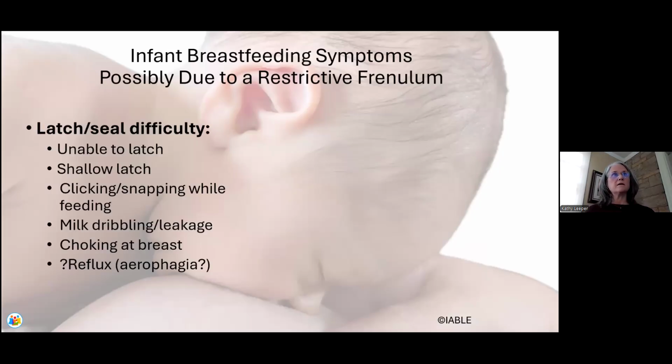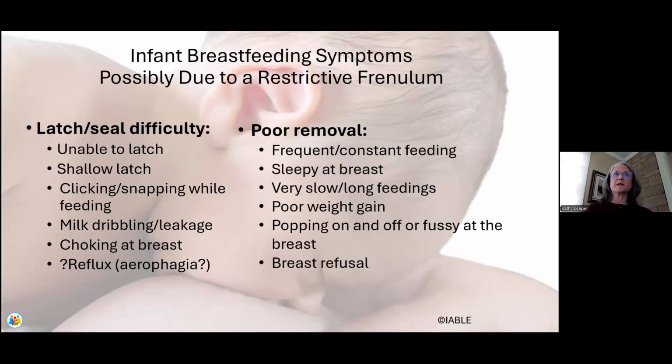What about the baby? Basically, the baby's also two buckets. They're either having trouble with latch or seal, or they're having trouble getting milk out. If they're having trouble latching on or sealing, they can't latch, or they can't latch deeply, or they make a clicking sound when feeding, which isn't absolutely 100% always because of a tongue tie, but if the tongue is trying to reach the roof of the mouth and gets pulled back by the frenulum, you can hear a clicking, snapping sound when it's pulled away.